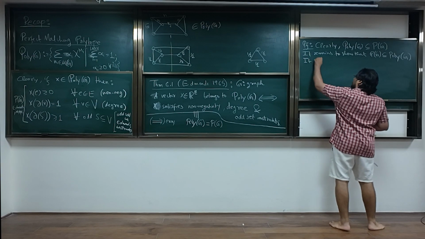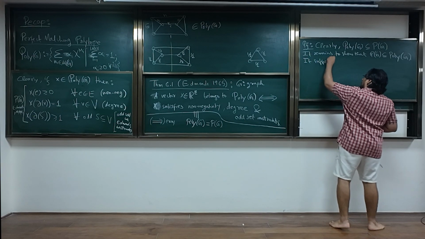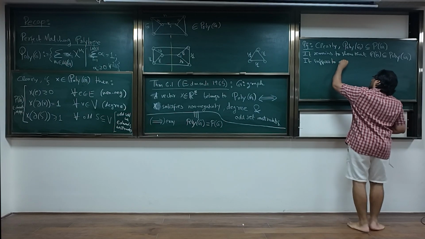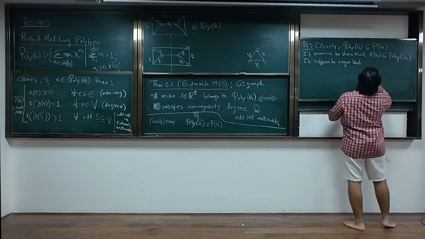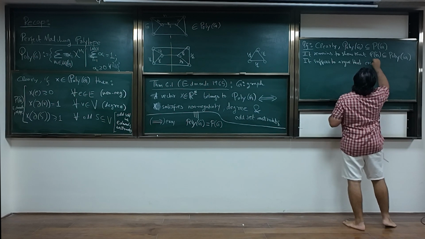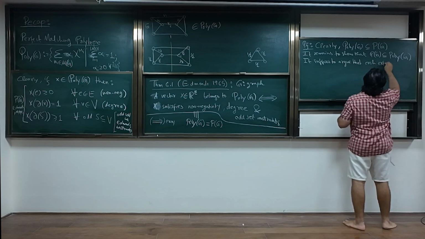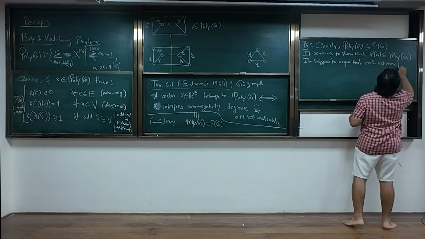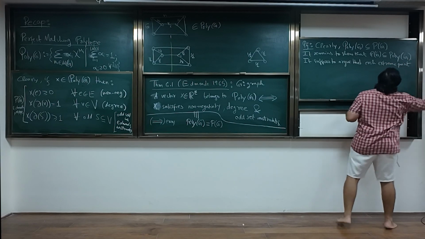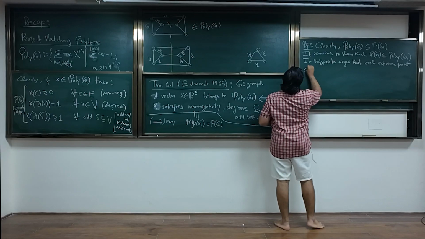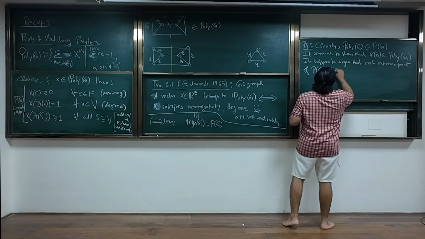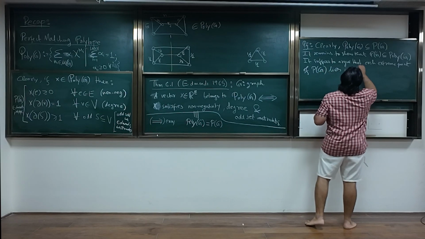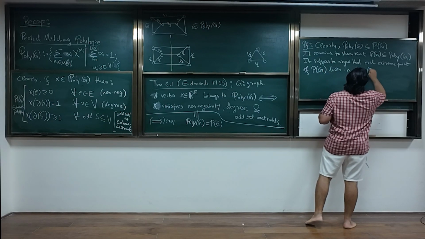It suffices to argue that each extreme point of Edmonds Polytope lies in the perfect matching polytope.